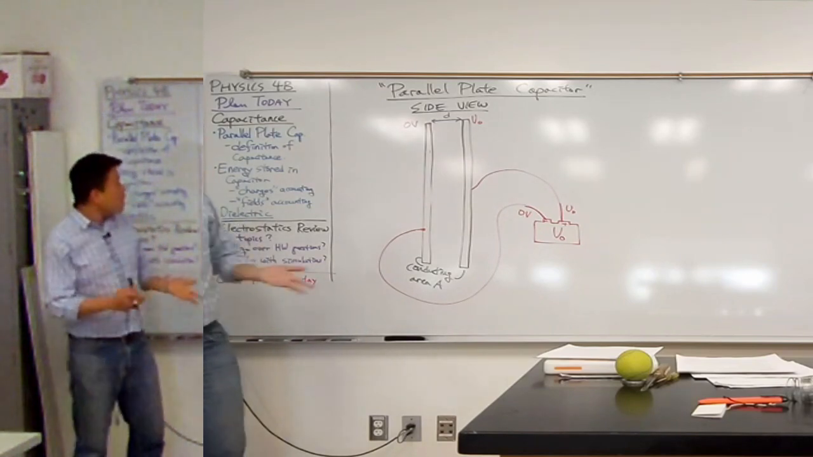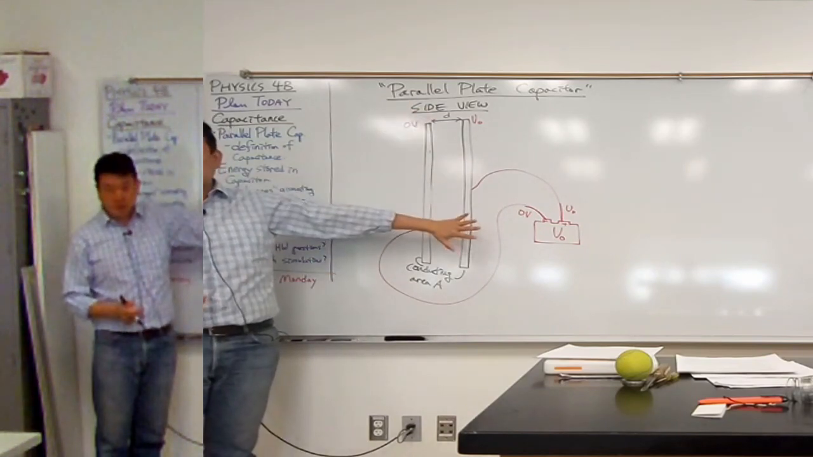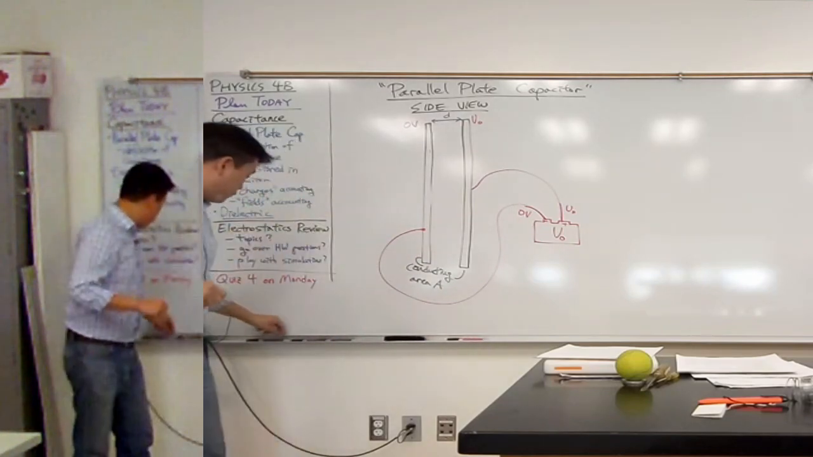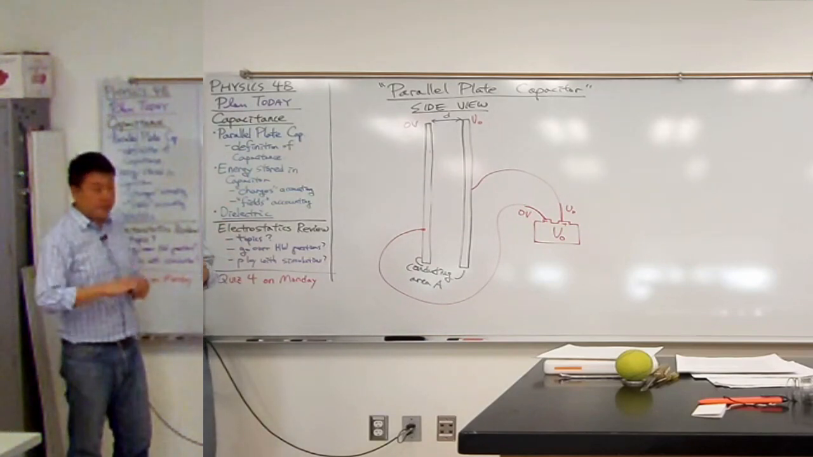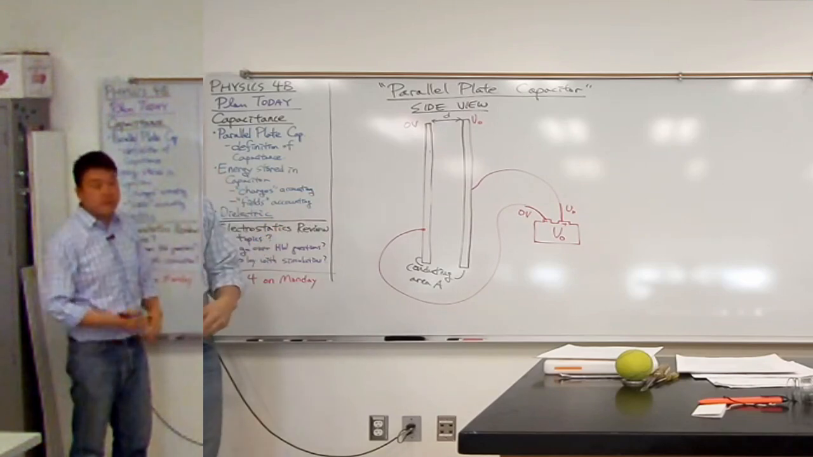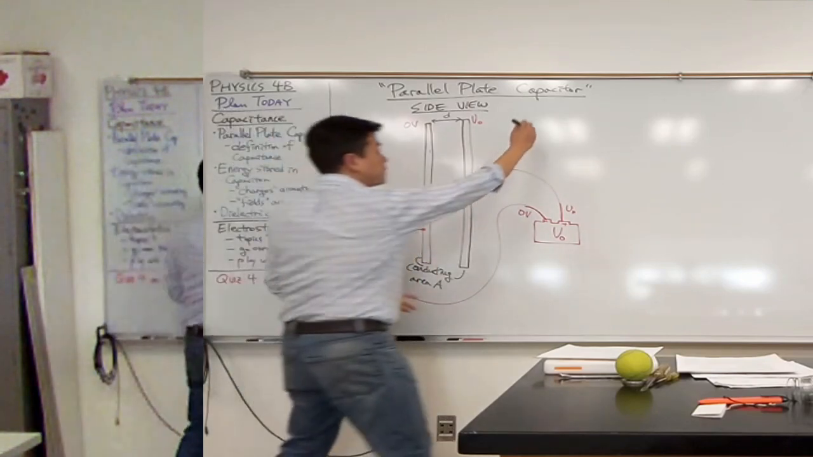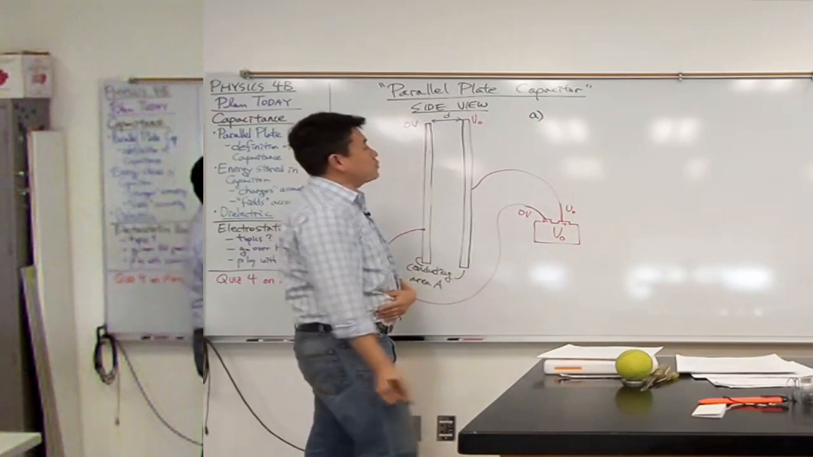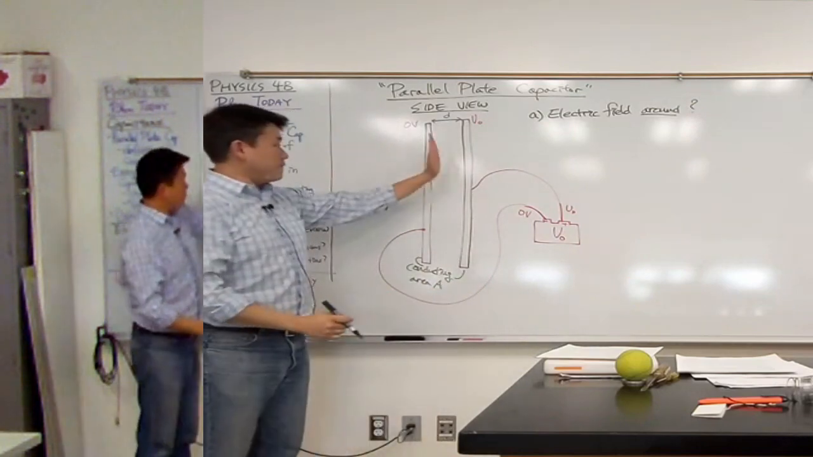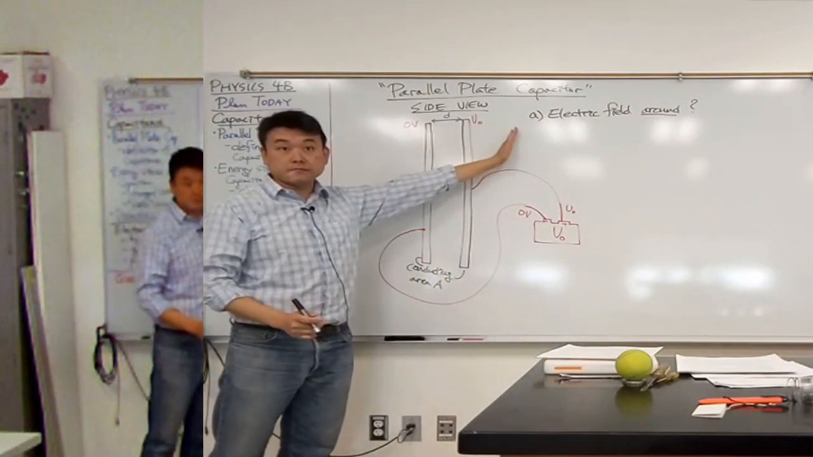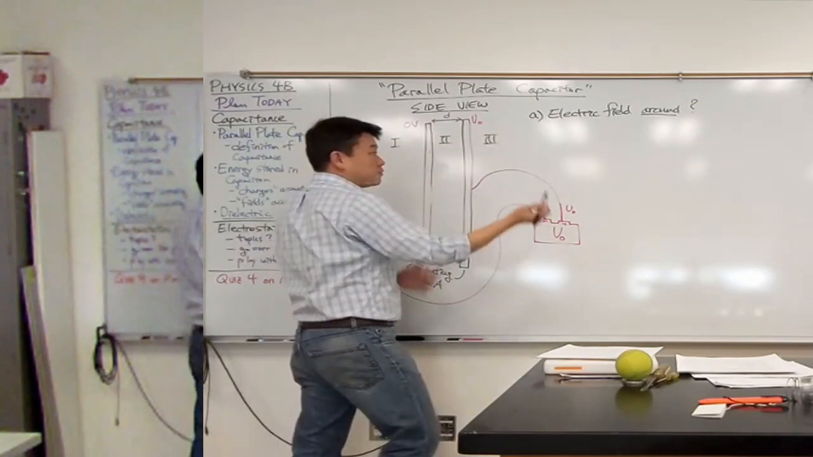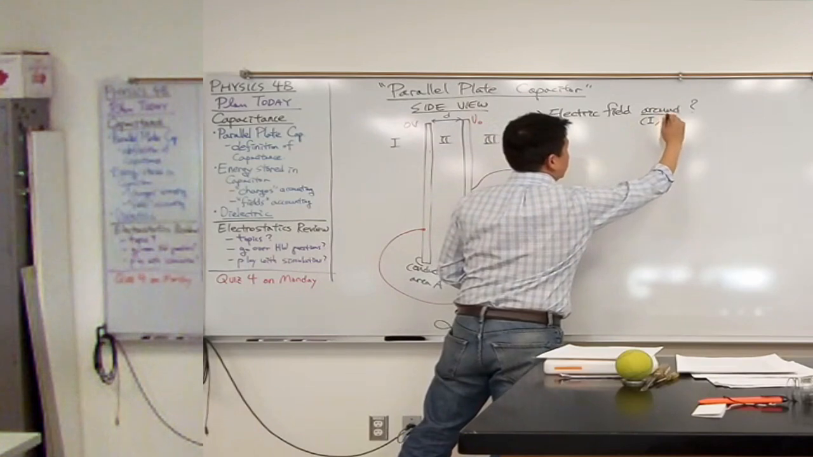There are a number of questions we can ask about this setup that's all already determined. Let me write down a few of them that we can answer based on what we know about static electricity. I'd like to ask two things, some basic quantities that are useful to know. First, I want to know what is the electric field around the setup, as in electric field in between and electric field outside. Let me call them regions 1, 2, and 3. I'd like to know something about the electric field in regions 1, 2, and 3.